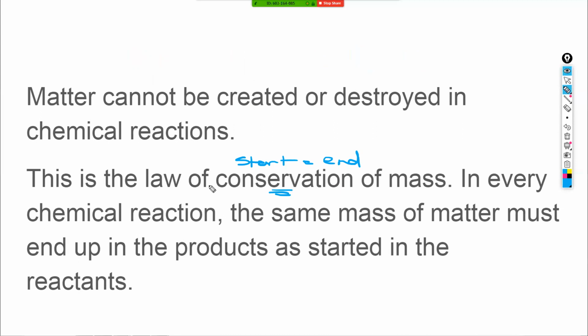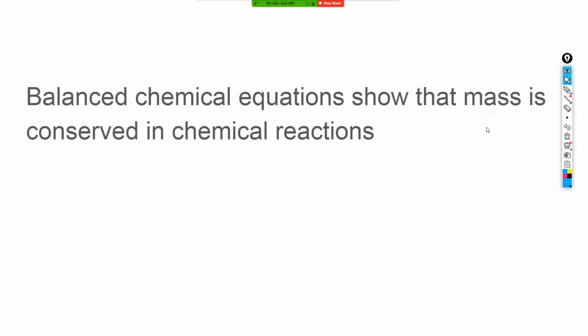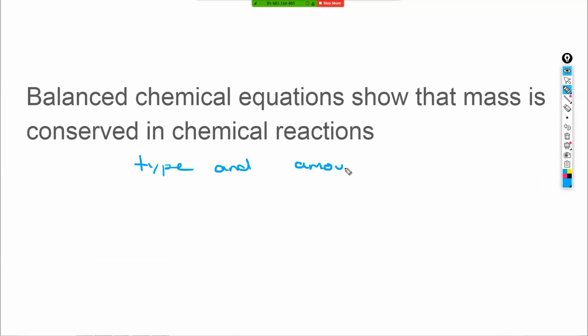If you put 50 chocolate chips into your mixing bowl, all your cookies are going to end up with a total of 50 chocolate chips. They're spread apart in all the cookies, but they're still there. That's all we're doing with this. So when we balance these equations, that's all we're doing. We're showing that the mass is conserved, that the type and the amount we start with is going to equal the type and the amount we end with.